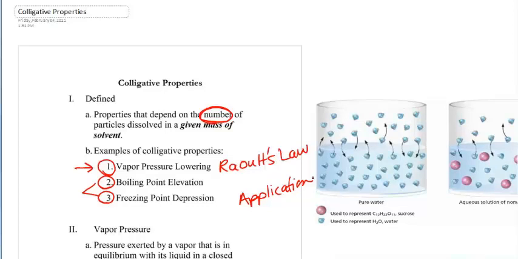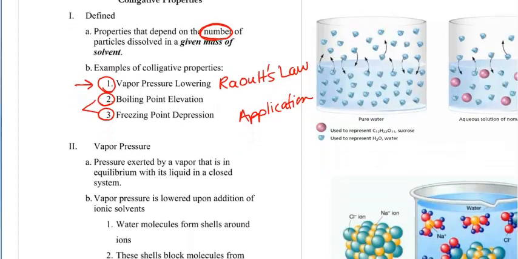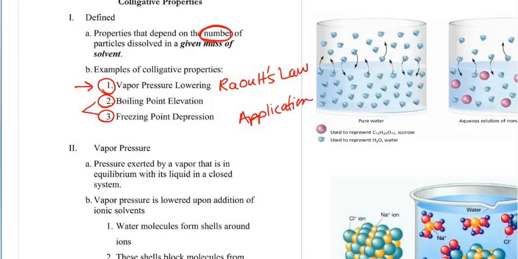So let's start off just by talking about vapor pressure and what that is. I have some visuals to go along with it. Vapor pressure is the pressure exerted by a vapor that is in equilibrium with its liquid in a closed system. And what I mean by a closed system, I know this is not going to be the best drawing, so bear with me.